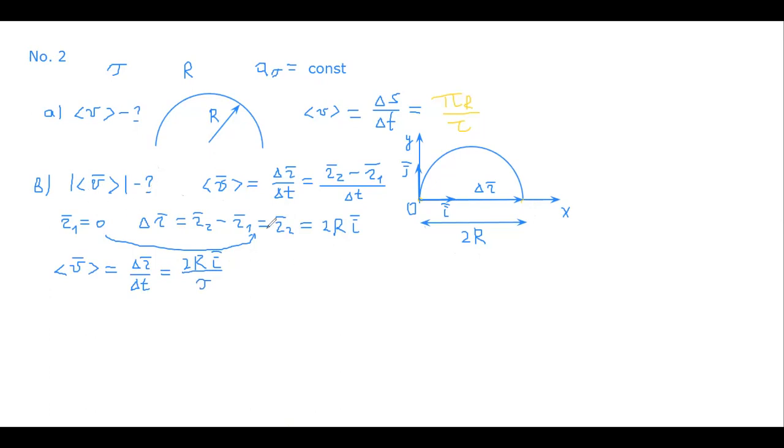And we want to find the modulus of this vector. The modulus of this vector will be equal to the modulus of double r divided by tau, and it is equal to double r divided by tau. We may not write modulus because double r divided by tau is positive. Okay, do you have any question about this part of the problem?